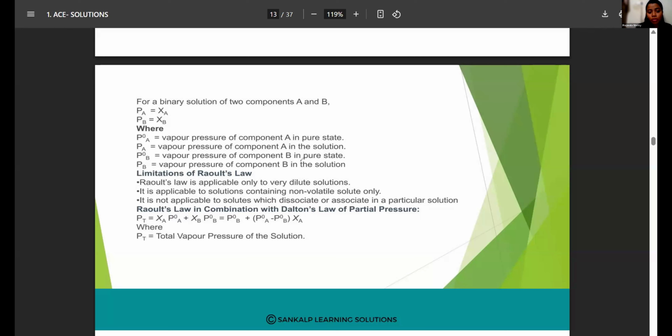Next, limitations of Raoult's law: it is applicable only to very dilute solutions, and it is applicable to solutions containing non-volatile solute only. Solute should be non-volatile, whereas solvent should always be volatile. That is not applicable to solutes which dissociate or associate in a particular solution. I'll tell you what dissociate and associate mean in further slides in detail. As of now, let's move on.